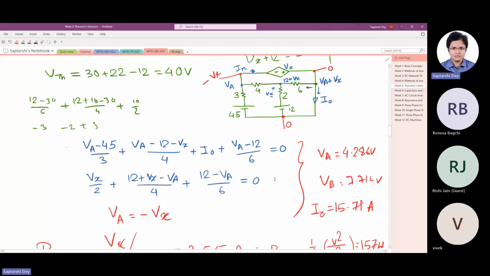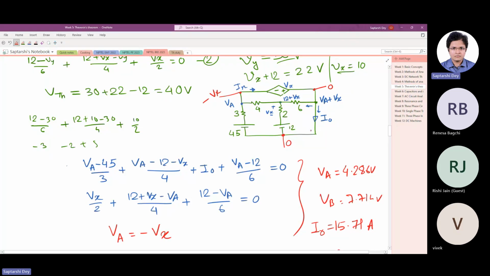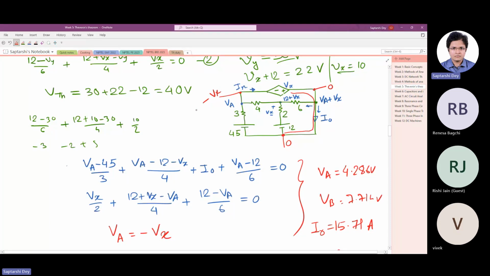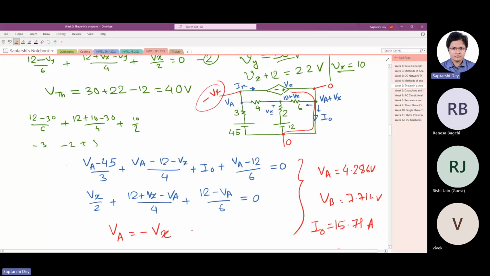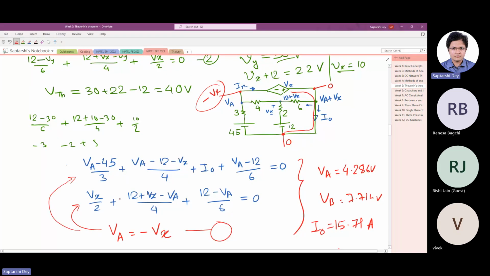So in supernodes, you have to just keep on finding out what all equations you have. You see, for this case, we had a very easy solution, but I couldn't see it at the very first go. If this is 0, then this whole node is 0. And this is Vx, so this becomes minus Vx. So our another equation becomes Va equals minus Vx. So simply substitute Va equals minus Vx in these two equations. Now you have only two equations, Vx and I naught. You can solve.